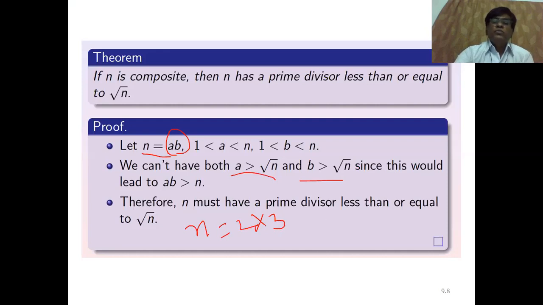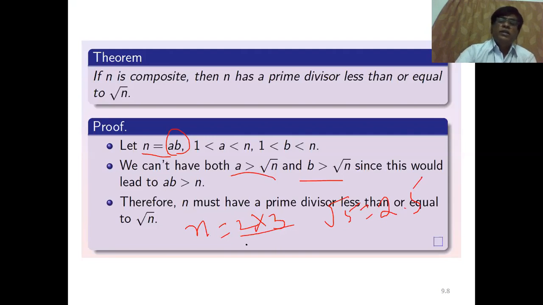So what is the root 5? Approximately its value is 2 point something, or 2 less than 3. Its value is less than 3. Now both a and b values should not be greater than root 10. Both should not. So here, for example, root 5 is 2.5 something.